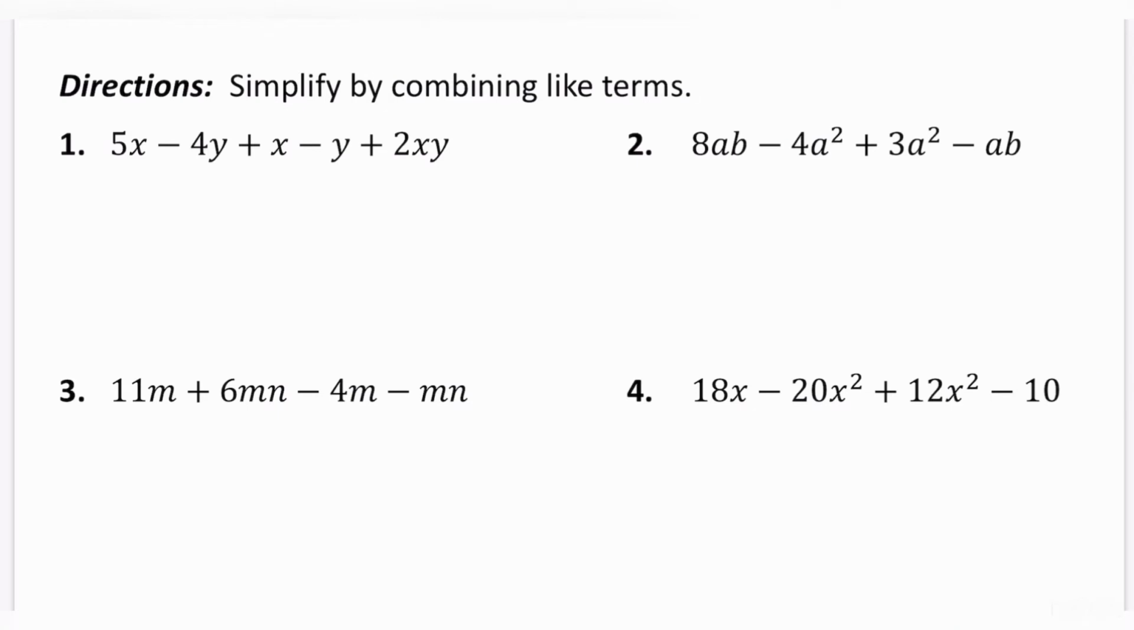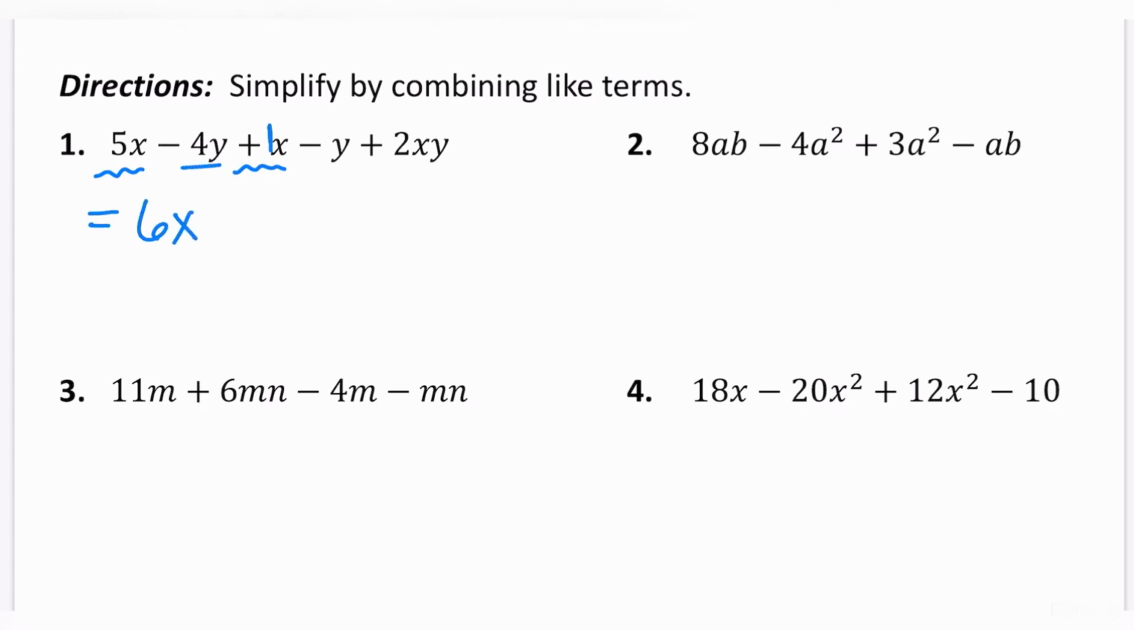Directions. Simplify by combining like terms. So in question number 1, we have 5x. Here I have plus x. Those are like terms. 5x and then x are like terms. Remember, the x has a 1 as a leading coefficient. So positive 5 and positive 1 is positive 6x.